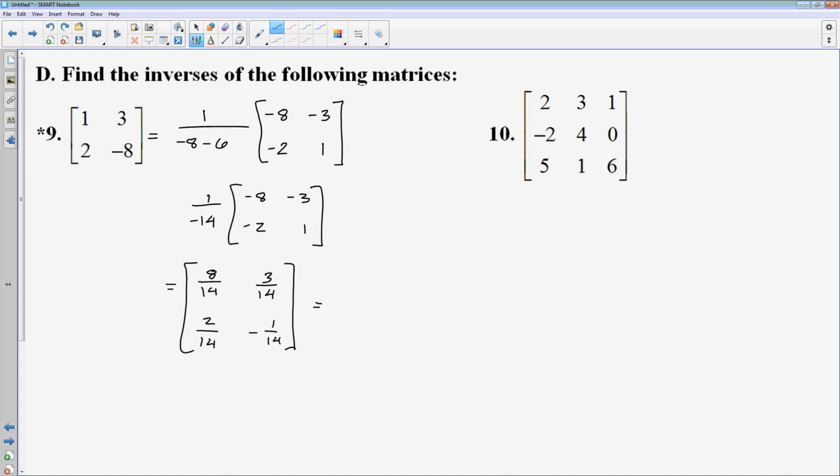And then finally, I will reduce those fractions. So 8 over 14 reduces to 4 over 7. 3 over 14 doesn't reduce. 2 over 14 is 1 over 7. And -1 over 14 is already simplified. And there's our answer for number 9. And again, I want to see the work.